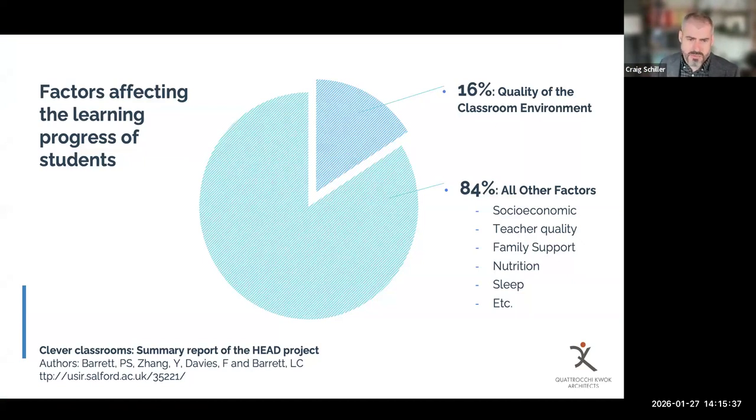And through all of that, because there's over 5,000 students, they were able to extrapolate out socioeconomic, teacher quality, nutrition, sleep, etc. And they found that 16% of the students' progress of learning was directly due to the quality of the classroom. Meaning if you took a student from the worst classroom and put them in the best classroom, they would learn 16% more and faster. This is why modernizing schools matters.